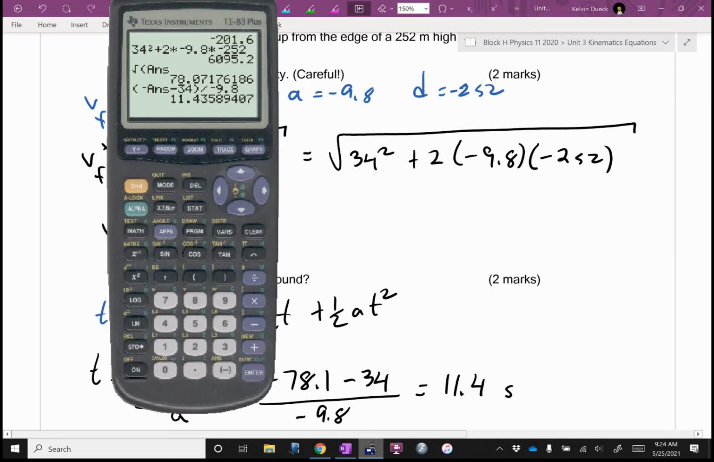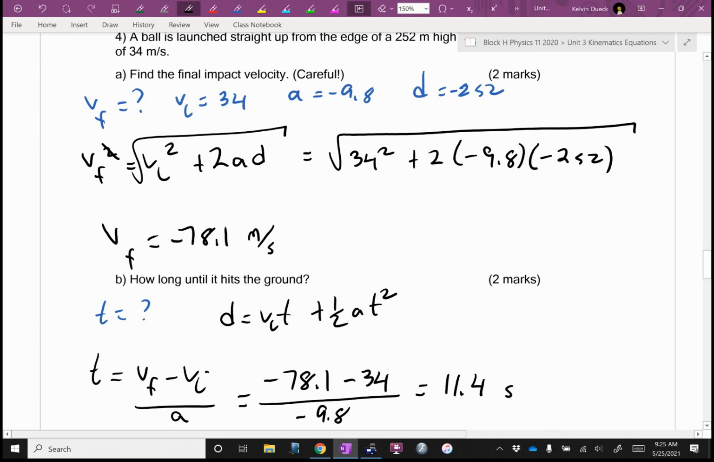Now, if you didn't put the negative in front of the 78, if you went 78.1 minus 34 divided by negative 9.8, and you got negative 4.5, hopefully that would let you know that something was wonky. But if you just said, well, I'll ignore the negative and make it 4.5, I would give you 1.5 out of 2 for part B. So this was a hint that you're missing a negative. Okay?